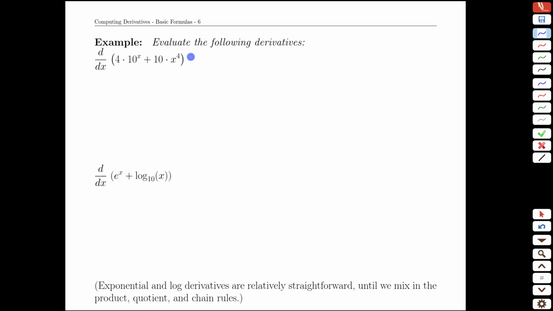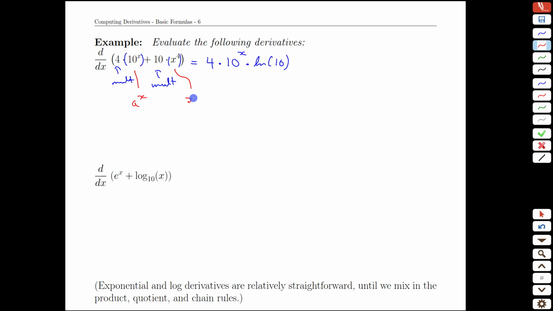Let's practice with that. Again, here we see some multipliers, the 10 and the 4 here, and then we have the exponential function and a power. So we're trying to distinguish those two. Let's take the derivative of the first term. This is a form of a to the x. The base is constant, the exponent is changing with x, and so we get the same exponent back times the ln of the base. That's our derivative rule for a to the x.